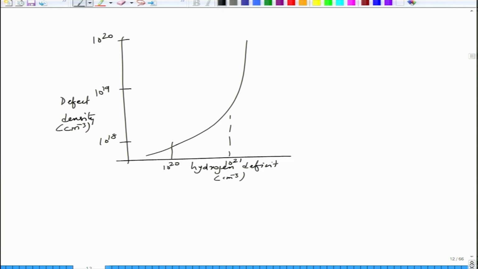So, at when the hydrogen, and this is on a logarithmic scale. For one order of magnitude, there is a huge increase in the defect density if you have less hydrogen in the system. So, this is what hydrogen passivation does.